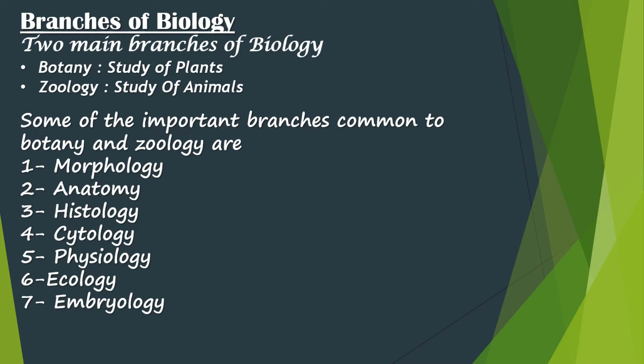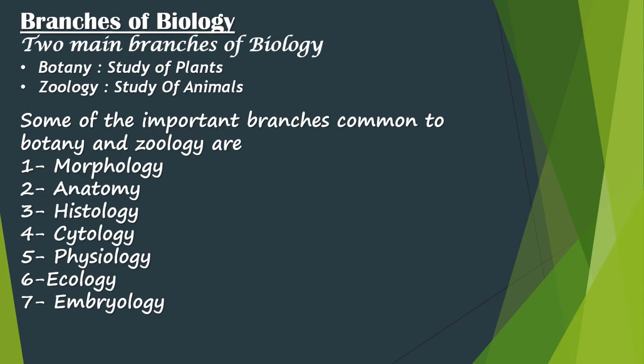Number 6, ecology. It is a study of relationship of living organisms with each other and with the non-living environment. It is also known as environmental biology. So the interaction between the living and non-living, how living beings depend on non-living things, and living depending on other living beings. Like there is a relation of the producers and the consumers.